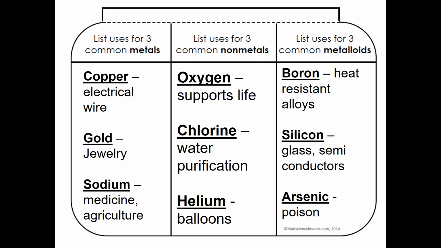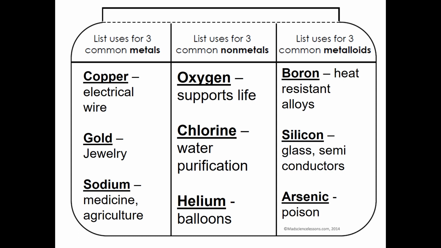So here are a few examples. Metals would be like copper, gold, sodium. Copper is what we use for electrical wire, and it's a good conductor, so that's why we use it. Gold is in jewelry. We also have gold in computer parts. Sodium, we talked a little bit about sodium when we talked about physical and chemical changes. You can find it in agriculture, like salt licks that you might buy for a goat or livestock, because they need those mineral blocks that they lick.